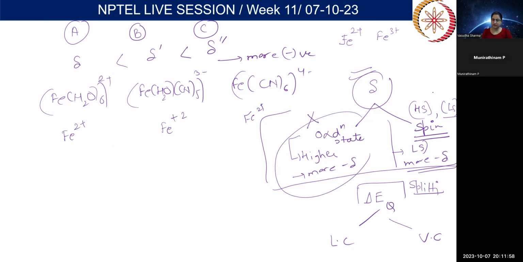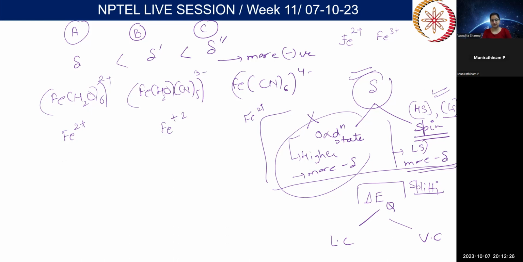Now think about the other factor. Jahn-Teller distortion only affects your delta EQ, not your delta isomeric shift. I'm talking about high spin and low spin. So you tell me whether each complex is high spin or low spin.